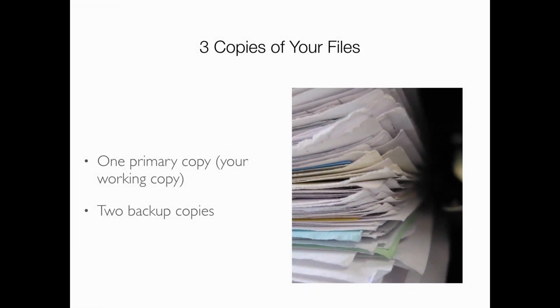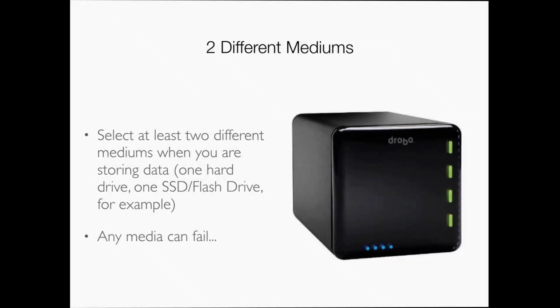So first off, whenever you're doing something on your computer, if you want it to be safe, you should always have 3 copies of that file. And that sounds like a lot. It sounds a little daunting. You have your primary working copy, and you have 2 backup copies of that file. OK, so that's number 3.